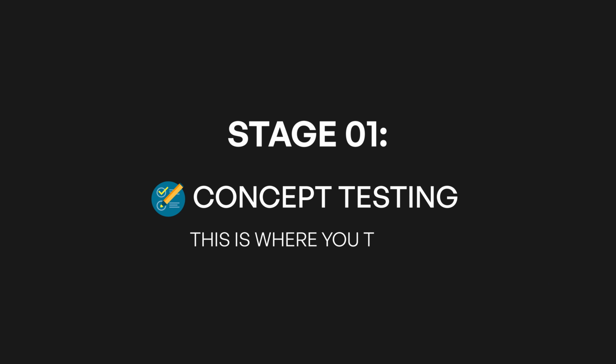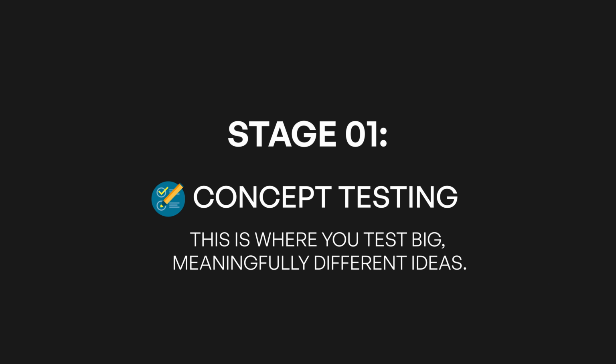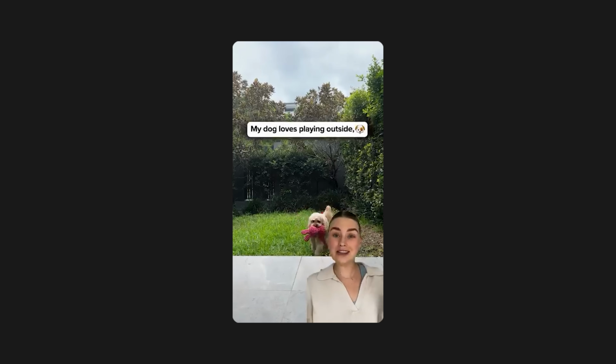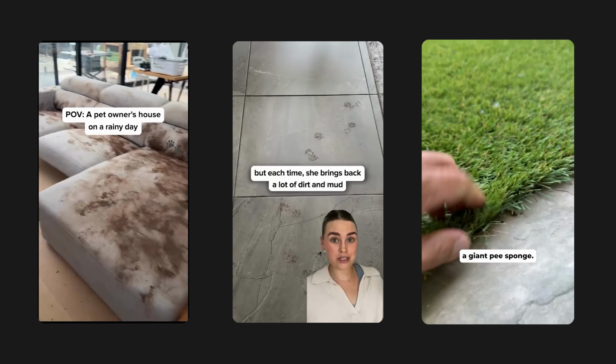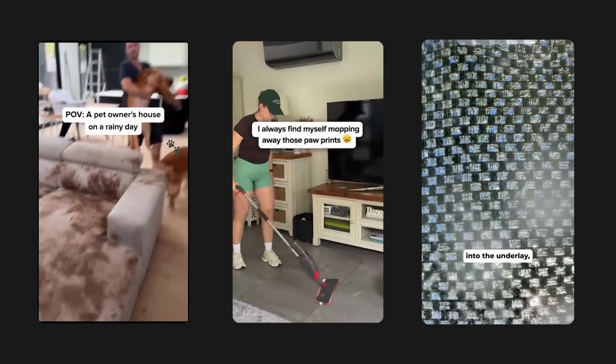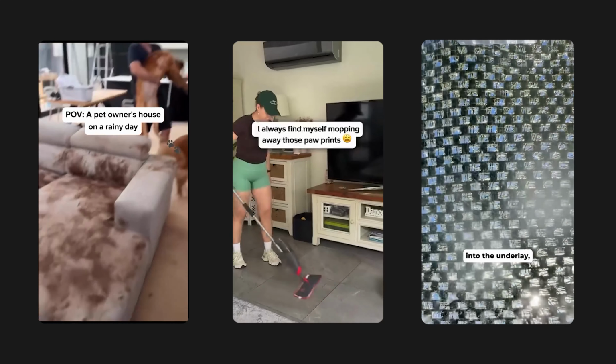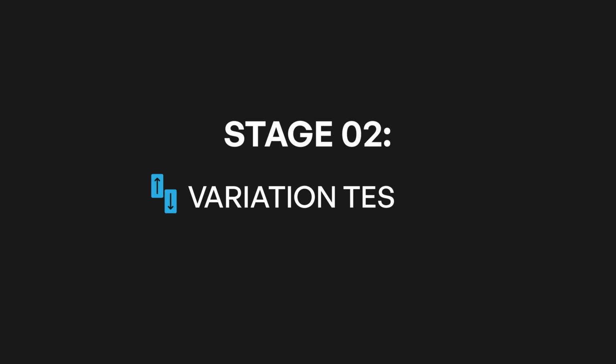So if I were to break it down, stage 1 is concept testing. This is where you test big, meaningfully different ideas. So, for a pet brand, that might be muddy paws, wet dog smell, furniture protection. So you've got your different angles as well. Secondly, once you find a winning territory, you move into stage 2, and that is variation testing.